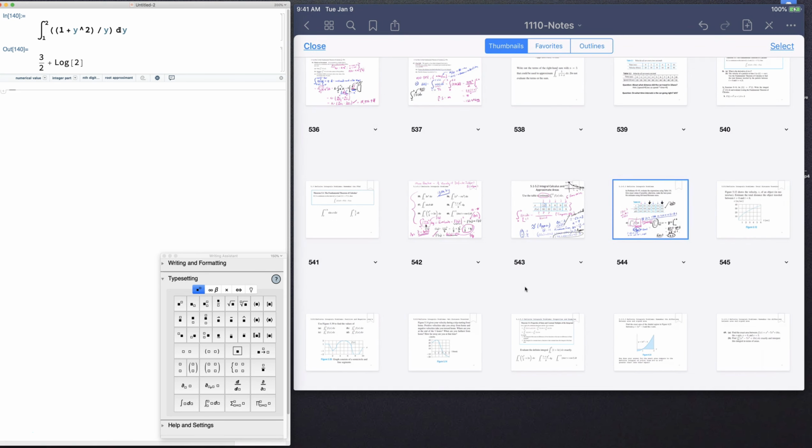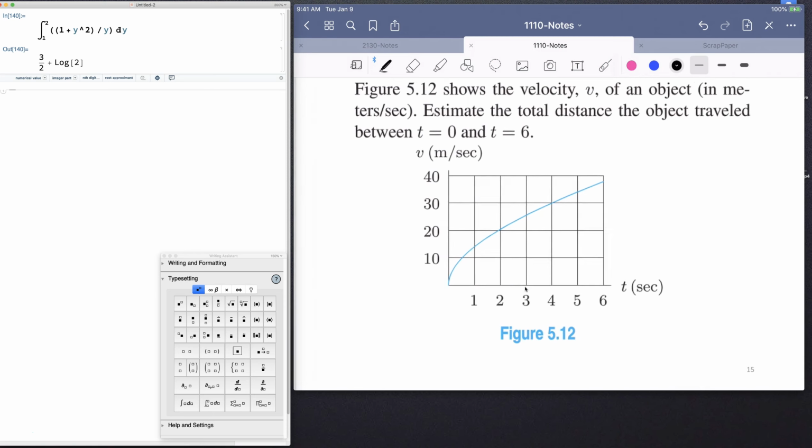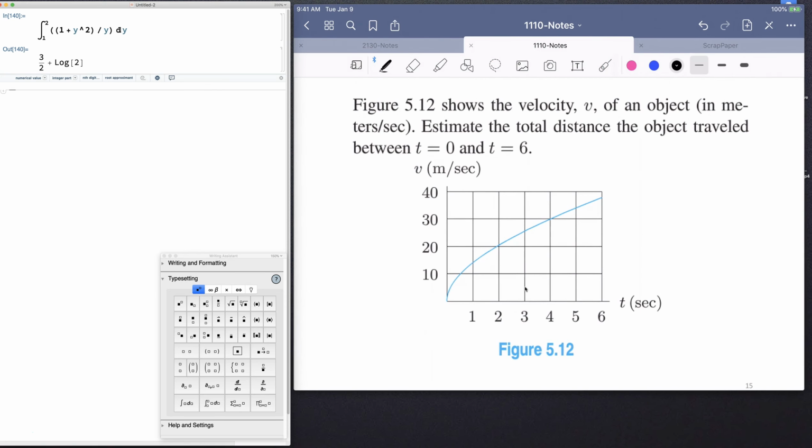Okay. So here's another kind of problem that could be asked, right? You're given data but in a different format. Here you're given a graph of a velocity function. And the key word here is for you to estimate the total distance the object has traveled in the time interval 0 to t equals 6.